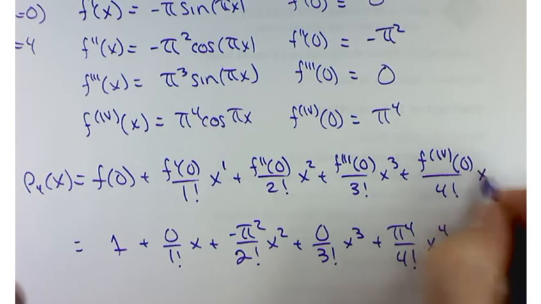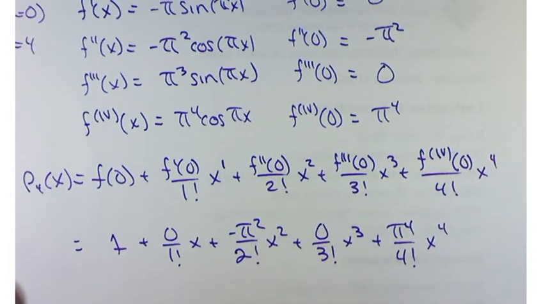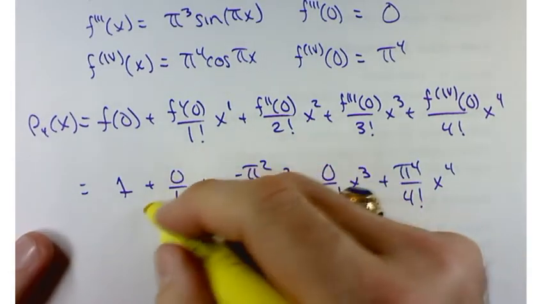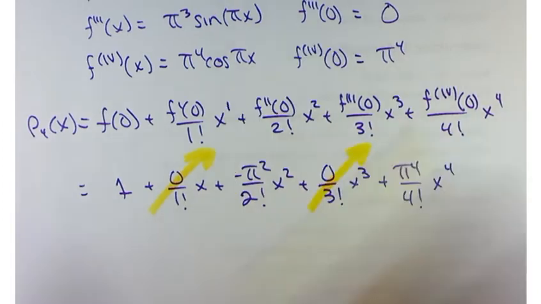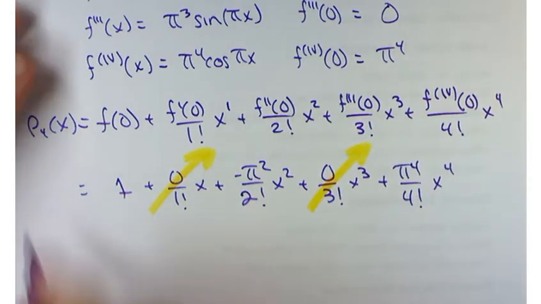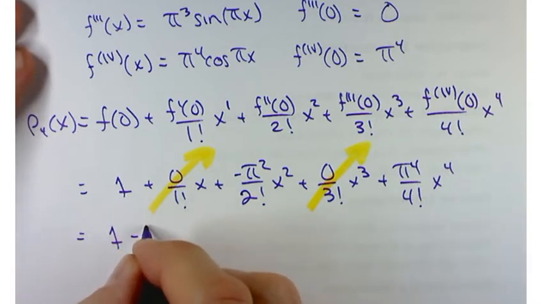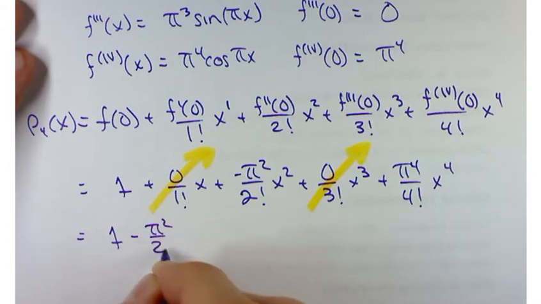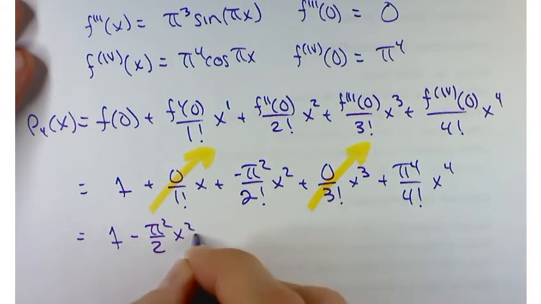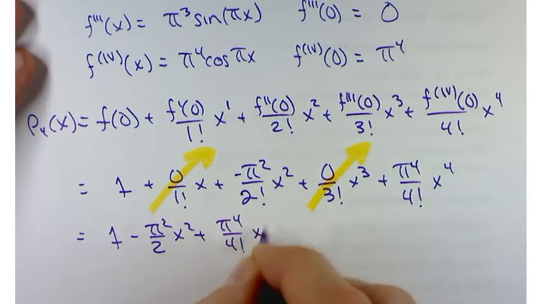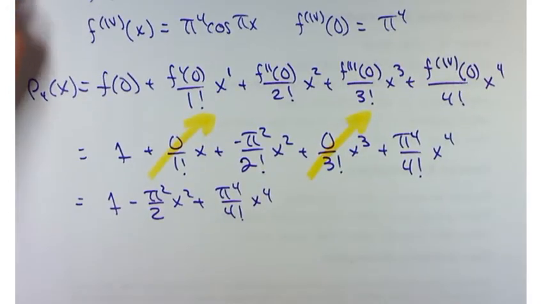You know, I forgot the x to the 4th up there. My bad. The nice thing is that a couple of these disappear. That one disappears. That one disappears. So overall, you're left with a pretty simple function. 1 minus pi squared over 2 times x squared plus pi to the 4th over 4 factorial times x to the 4th. So not bad.